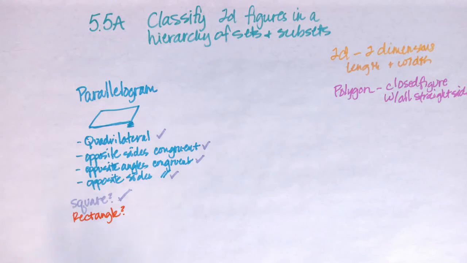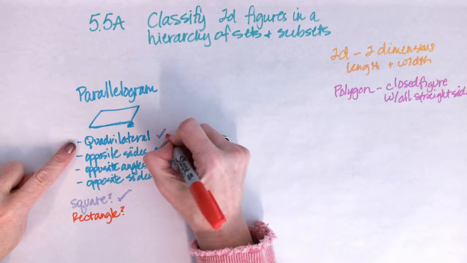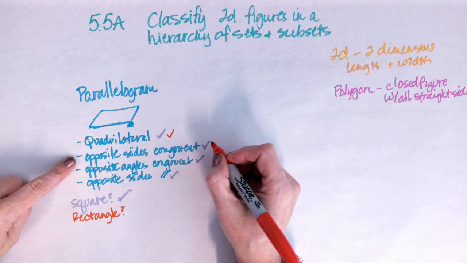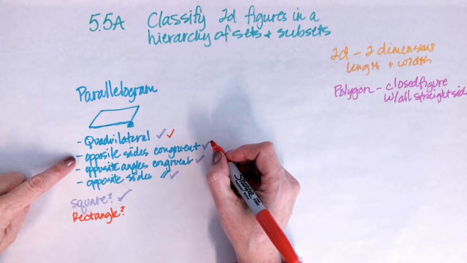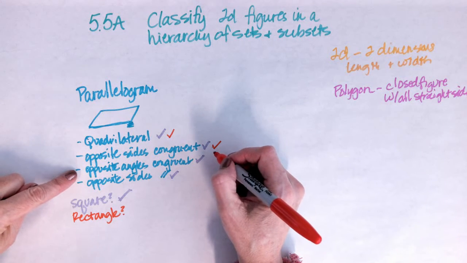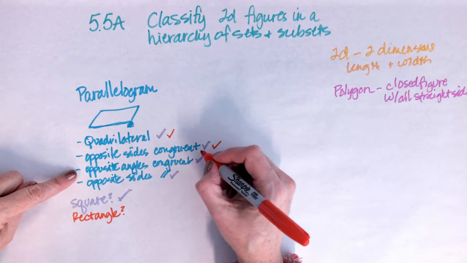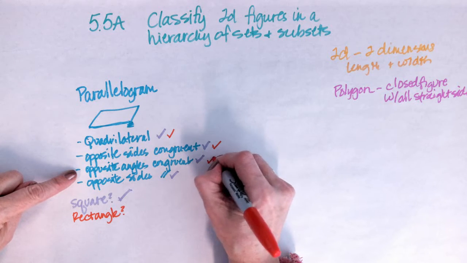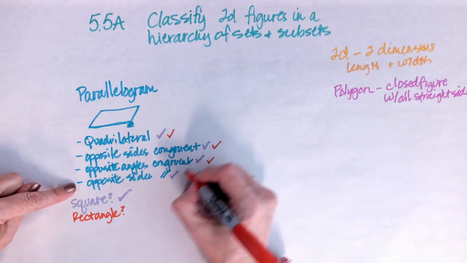Is a rectangle a quadrilateral? Yes, it is. Are the opposite sides congruent? Yes, the opposite sides in a rectangle are equal. Are opposite angles congruent? Yes, all angles are right angles. They're all 90 degrees, so they're all congruent. And are opposite sides parallel?